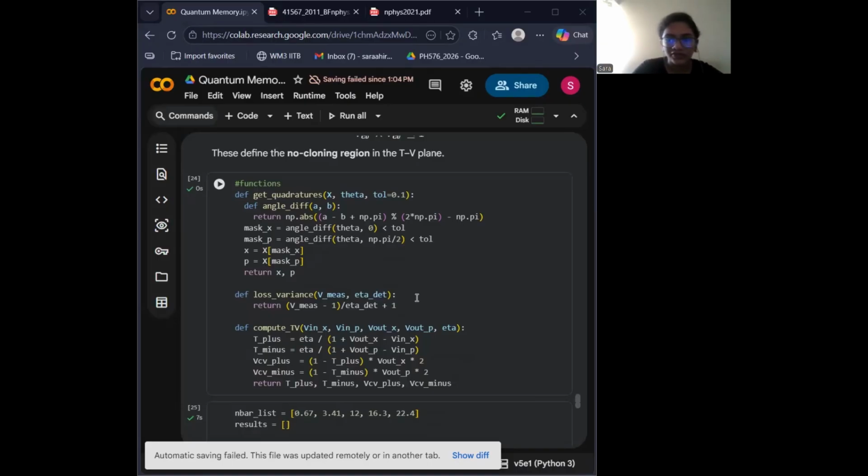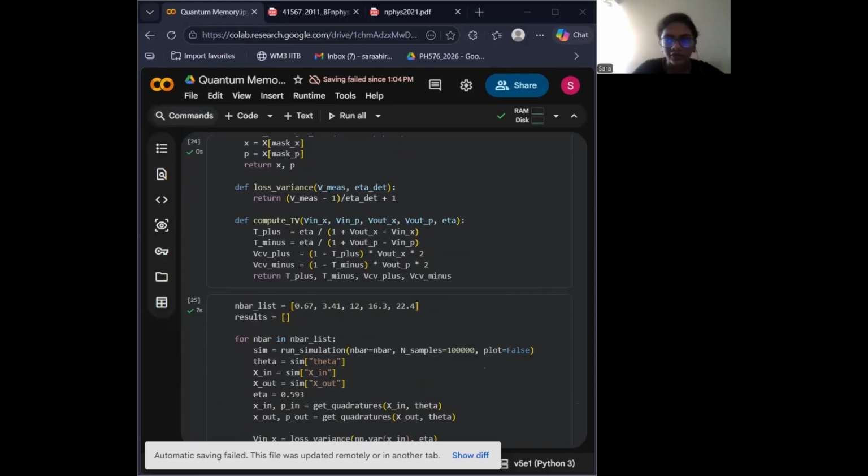Now, the loss variance is, as we talked about earlier, that we have to find out the true performance of the memory. We need to account for all the losses, basically, and the external detection losses, which could include detector efficiency or homodyne visibility or filter attenuation as well. So what we do is, we take the measured variance, minus one, divided by eta of detection, plus one. That's how we calculate the corrected variance, which takes into account the noise or removes it. And this third function is just computing TV using the previous formulas that we discussed earlier.